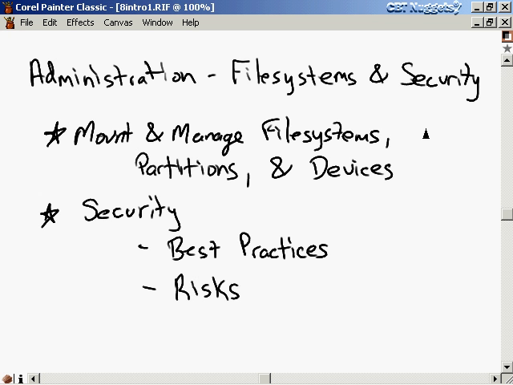Okay, so like I just said, first we're going to talk about mounting and managing file systems. And we can't really talk about file systems without also talking about disk partitions and devices. So we'll cover these as one big group. And then we'll talk about security in Linux. First we'll talk about best practices. These are techniques that you should employ to maintain good security in your system. And after that, we'll talk about risks. Even if you employ the best practices, there are still security risks in your system, and you should understand what those are before you get started.